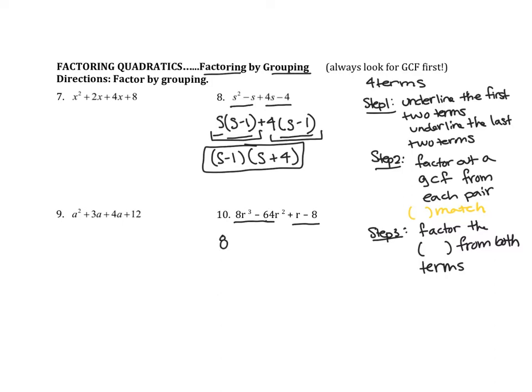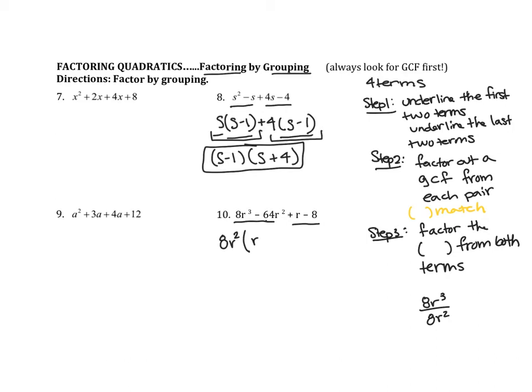Now be careful with your variable. You have an r cubed and an r squared. They both have an r squared in common because I want to take out more than just an r, because they both have an r squared at the minimum. So now 8r cubed divided by 8r squared would just leave me with an r. You can almost picture your work if you need to write it out to the side.